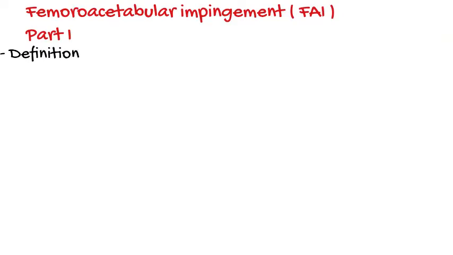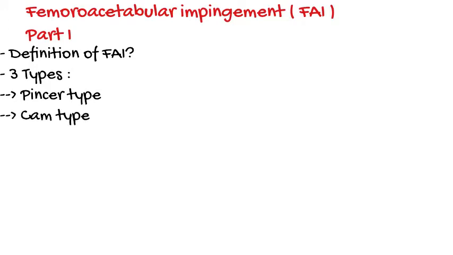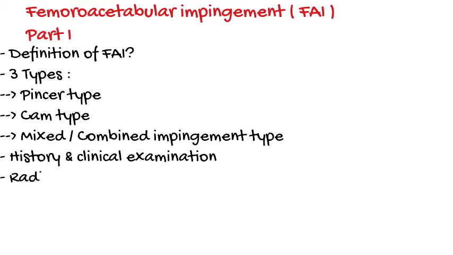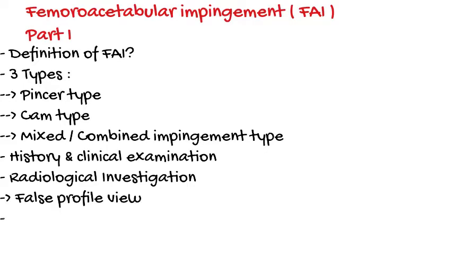Today I am going to discuss femoroacetabular impingement (FAI) in a part 1 video. In this video, I will cover the definition of femoroacetabular impingement FAI and the 3 types of FAI, that is pincer type, cam type, and lastly mixed or combined impingement type.